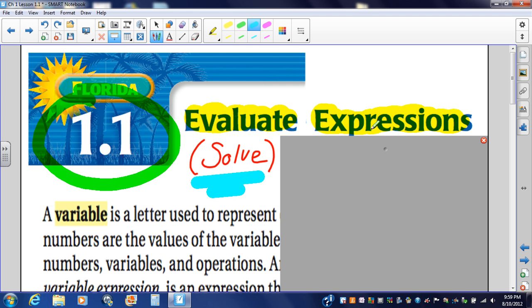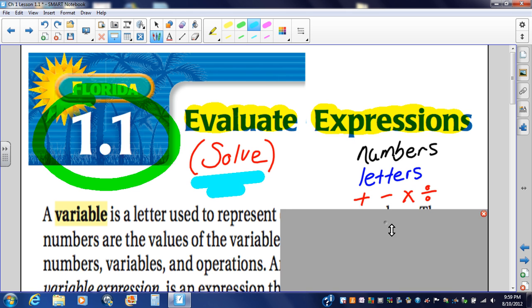When we're talking about expressions, we're talking about a problem that has numbers, letters, and some sort of operation. An expression has to have numbers, letters, and some sort of operation. It can be adding, subtracting, multiplying, or dividing.